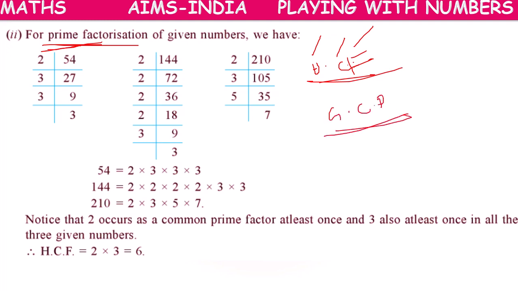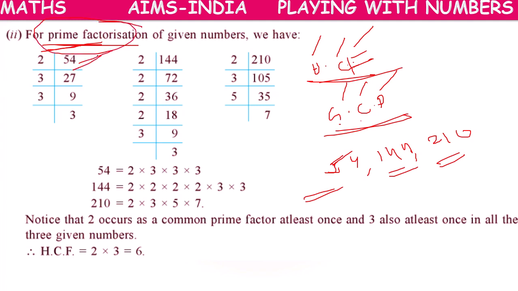GCD, greatest common divisor. So we have to find the HCF of 3 numbers: 54, 144, 210. First, let's do the prime factorization of 54. 2 times 27, 3 times 9, 3 times 3. 3 is a prime number, we can stop. 2 into 3 into 3 into 3. This is the prime factorization of 54.